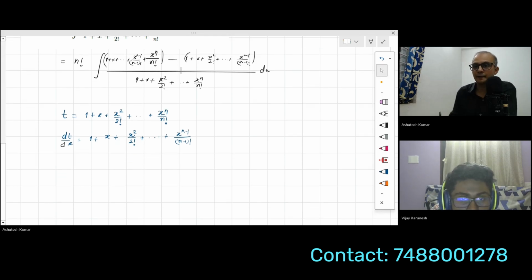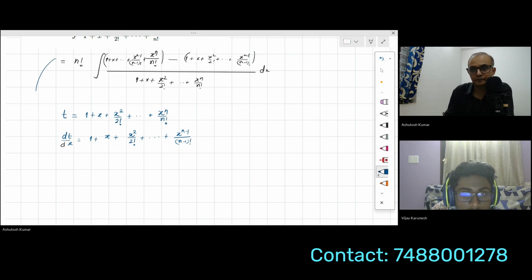Now I can separate. So you understood what I did. After that, can you suggest what we could do from here? We can split it into two parts. Exactly. So n factorial is there, and we can split into two parts. The first part will be integration of 1. So we can just multiply n factorial with both of them. So n factorial integration of 1.